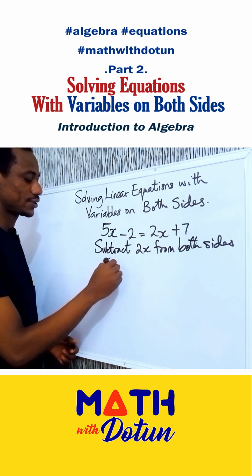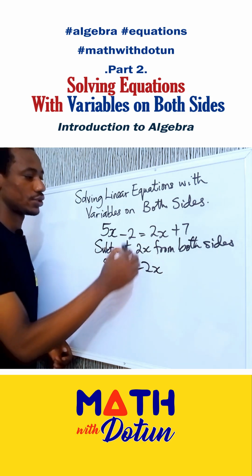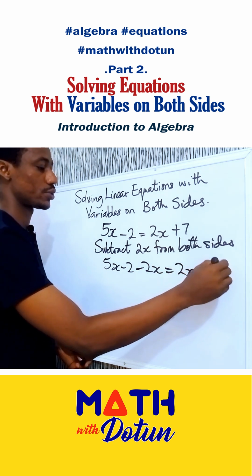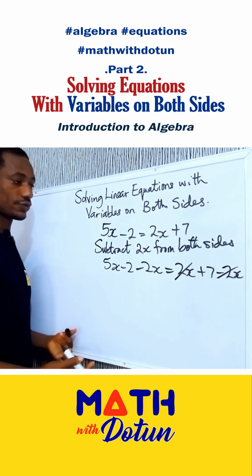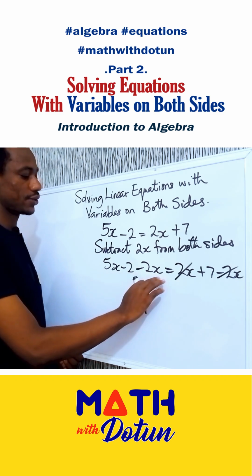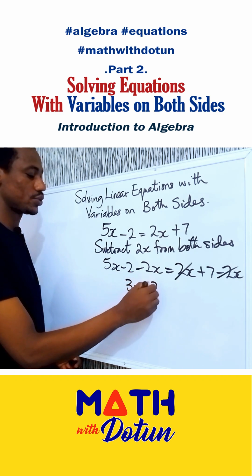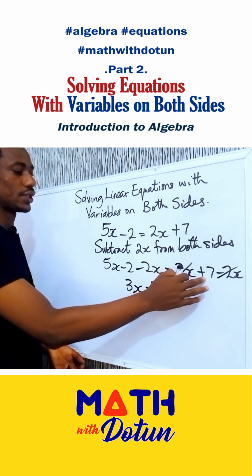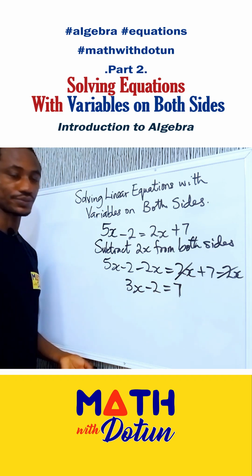So we have 5x minus 2 on this side, then we'll subtract 2x, and on this side we have 2x plus 7, we subtract 2x. So 2x minus 2x is off on that side, and then here we have 5x minus 2x, which will give us 3x, and then we still have the minus 2 on this side of the equation, right? So we have 3x minus 2, and then on the right hand side we have plus 7.